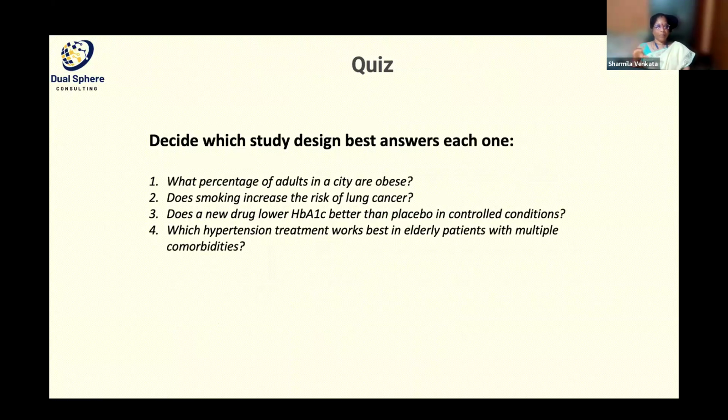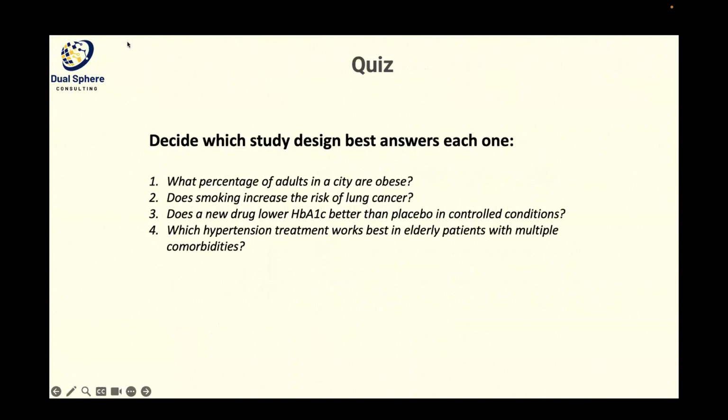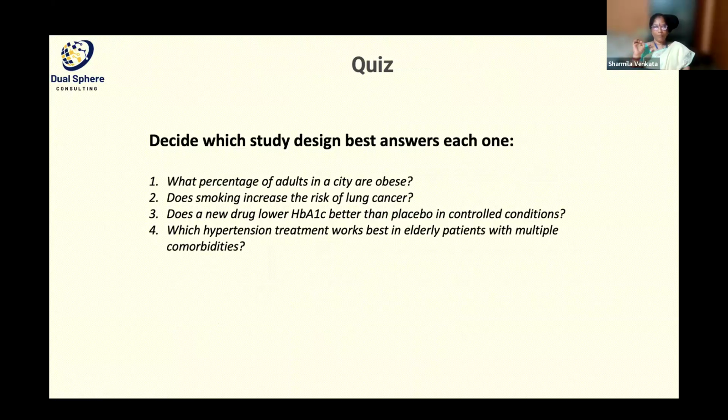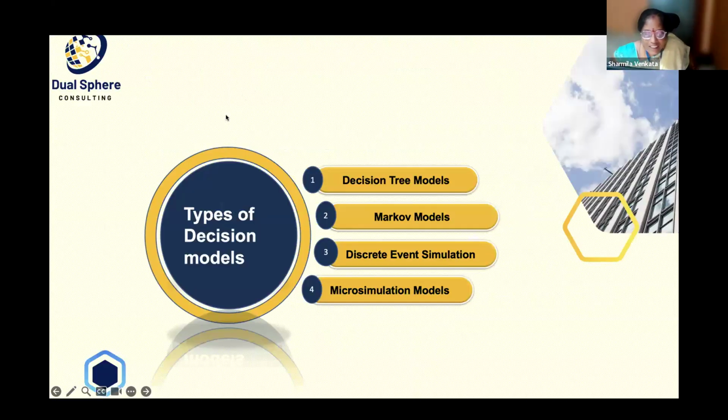So that wraps up all the observational designs and pragmatic trials. Yes, we can give this as an assessment, as an assignment. No problem. I'm now handing over to Dr. Akanksha. You will lead decision analytical modeling basics.